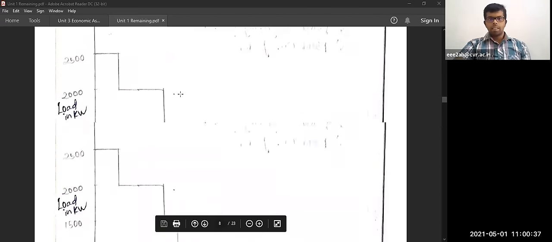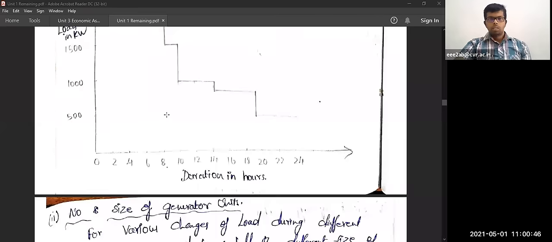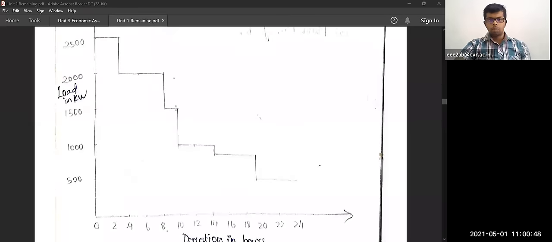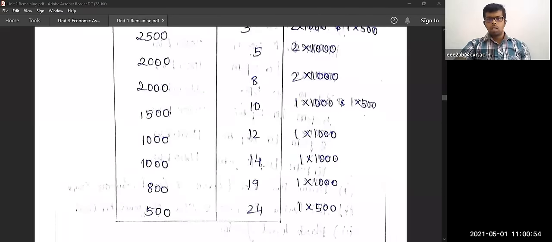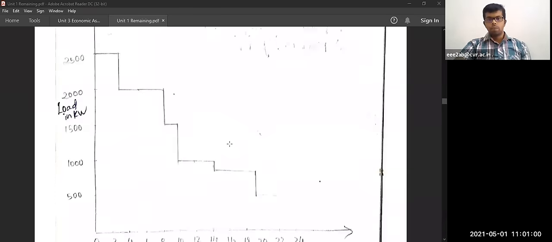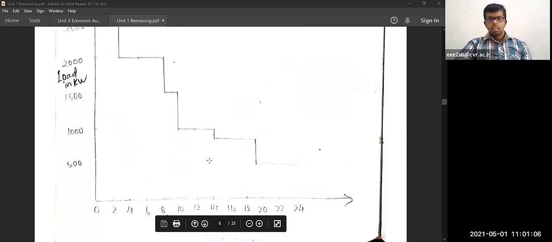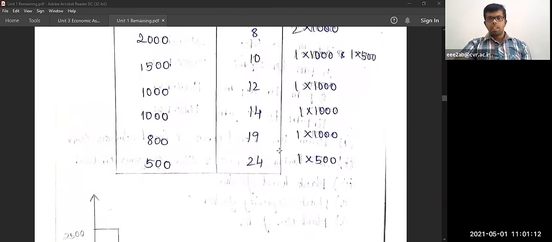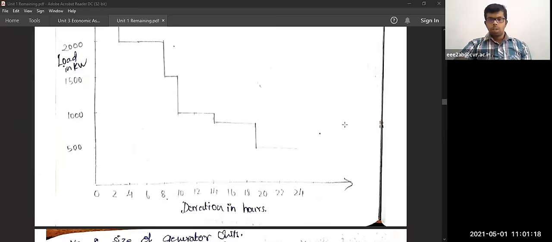Again 1500, sorry, 1500 remains up to 9, sorry, 10 hours of duration. So here 1500 up to 10. Next is 1000, 12, 14, so 10 to 14 directly, so up to 14 hours. Next, 800 up to 19 hours. Next, 500 up to 24 hours. So easily you can draw this load duration curve.